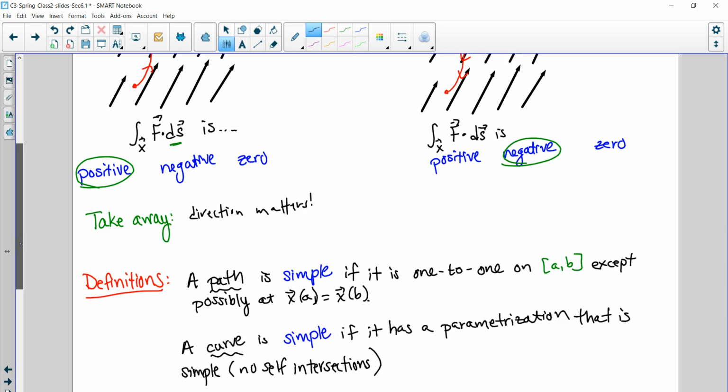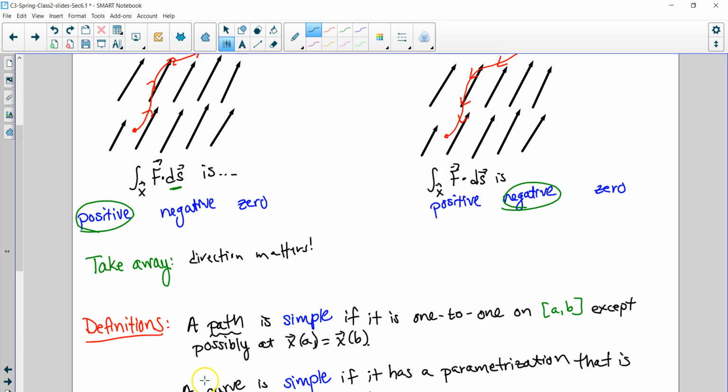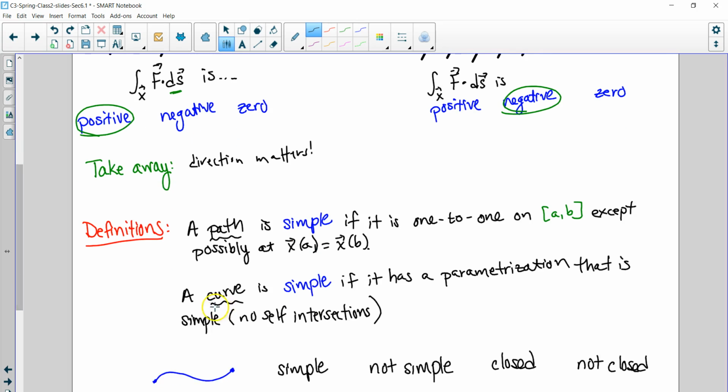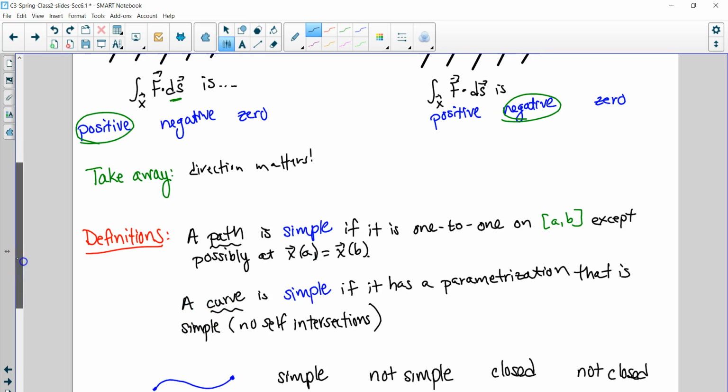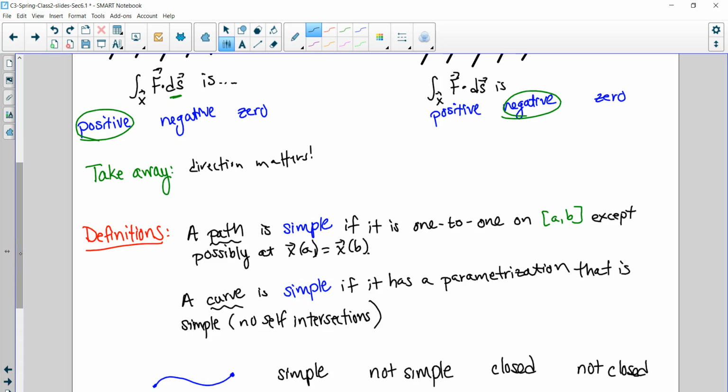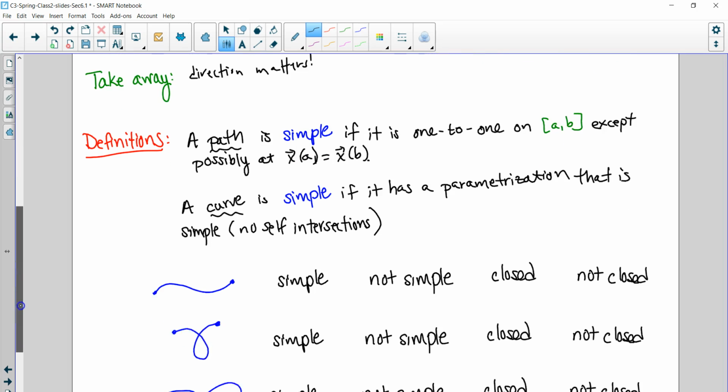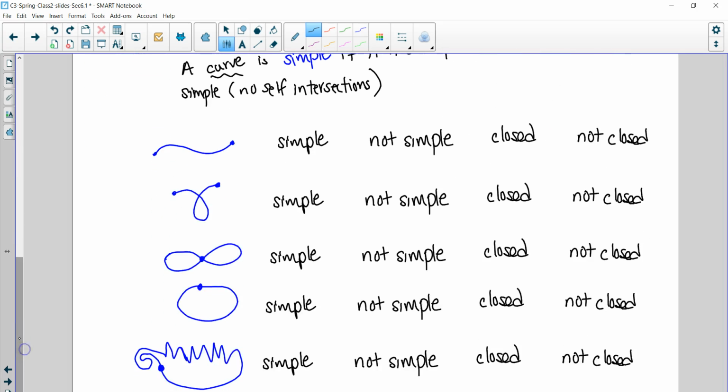I prefer to think of it this way: when we have more than one dimension, and we might think of that as a curve, we would say that it is simple if it is not self-intersecting, or that its parametrization is simple, so its path would be simple. Here I have a series of examples, and I want you to pause the video and indicate for each one if the curve is simple or not simple.